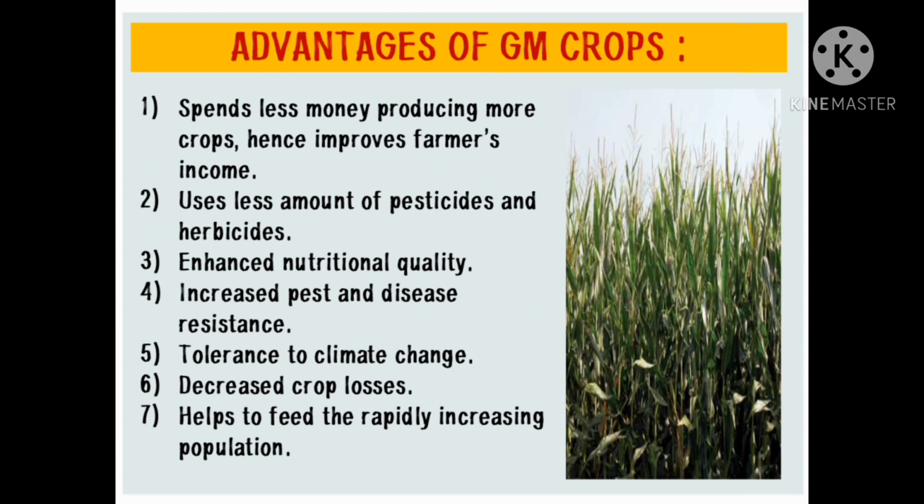Advantages of GM crops: spends less money producing more crops, hence improves farmers' income. Uses less amount of pesticides and herbicides. Enhanced nutritional quality. Increased pest and disease resistance. Tolerance to climate change. Decreased crop losses. Helps to feed the rapidly increasing population.